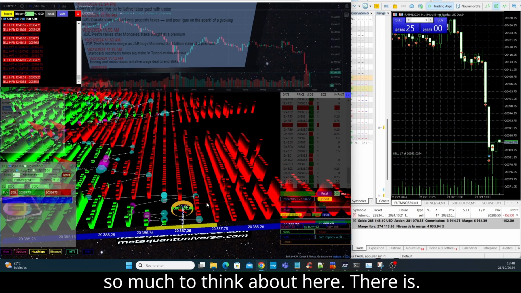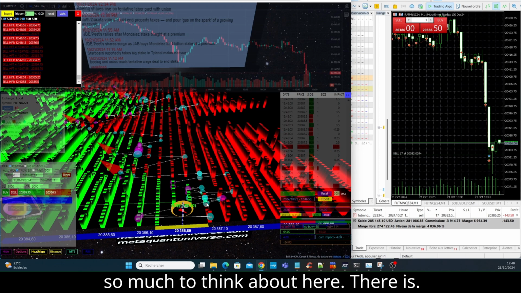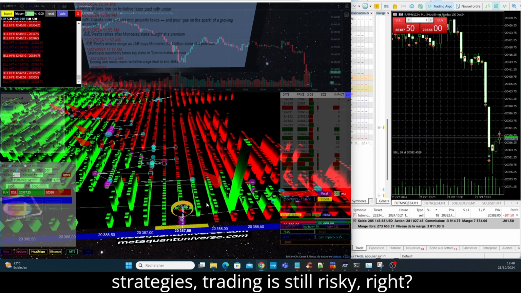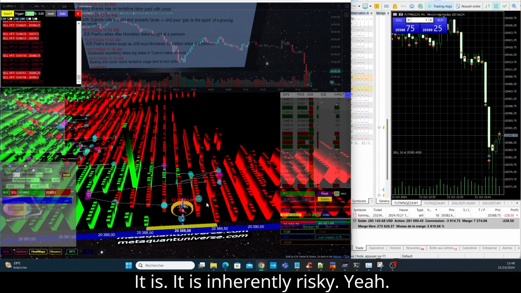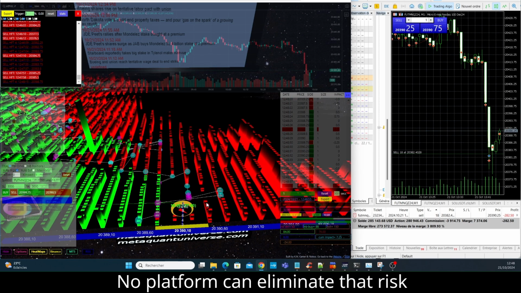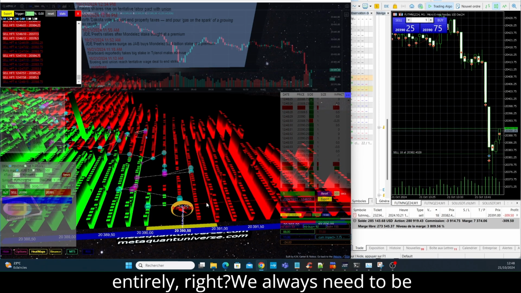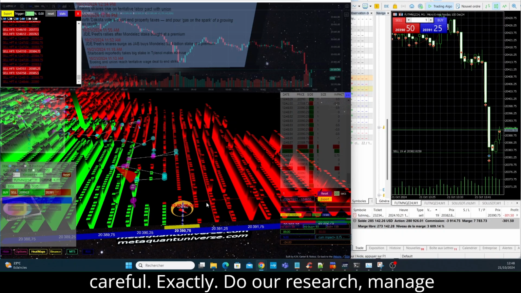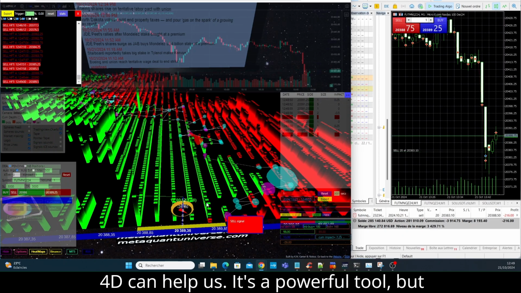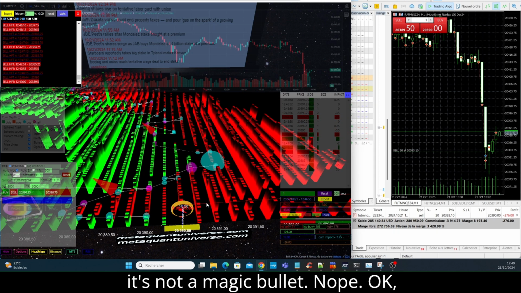Wow, so much to think about here. There is. But even with all these tools and strategies, trading is still risky, right? It is inherently risky. No platform can eliminate that risk entirely. We always need to be careful. Exactly. Do our research, manage our risk. Couldn't agree more. MetaQuant 4D can help us. It's a powerful tool, but it's not a magic bullet.